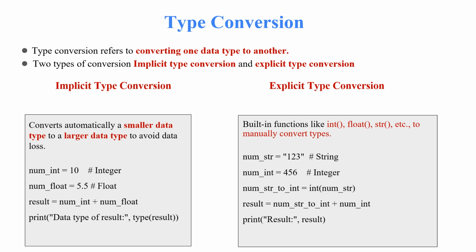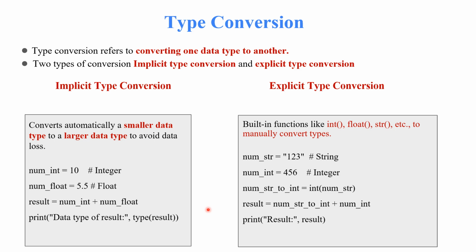There are two types of conversion: implicit conversion and explicit conversion. We'll see examples to get more insight. First we'll talk about implicit type conversion. So what is implicit type conversion? It converts automatically a smaller data type to a larger data type. Means int and float. Integer is the smaller data type and float is the larger data type. When I manipulate these two data types together, integer will automatically be converted to float.